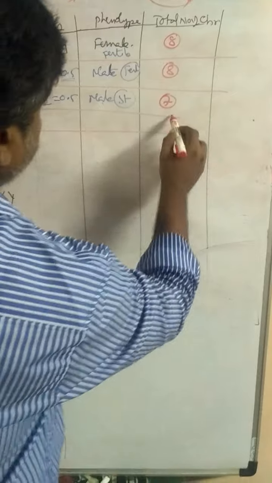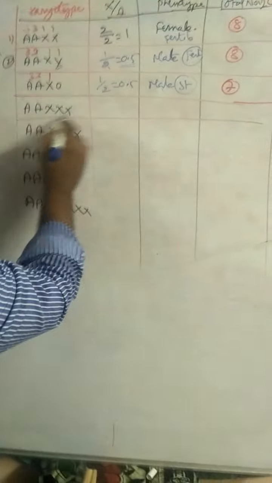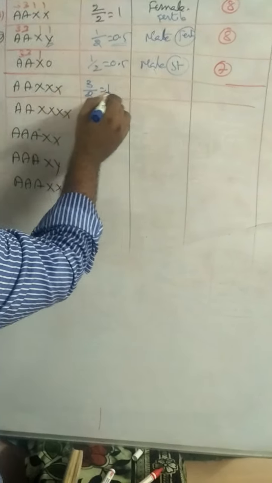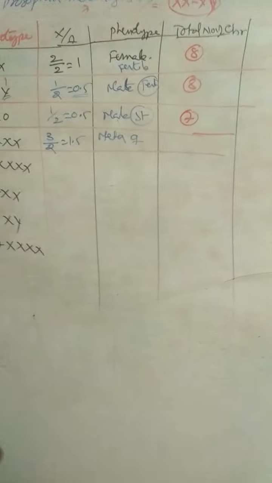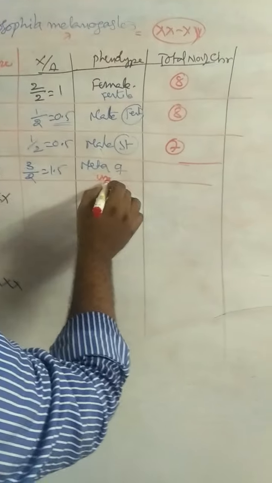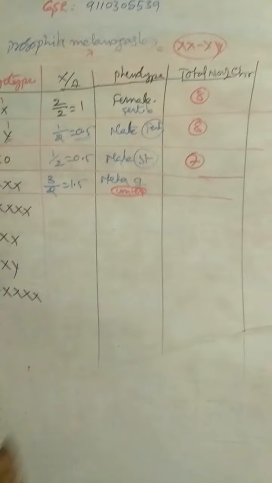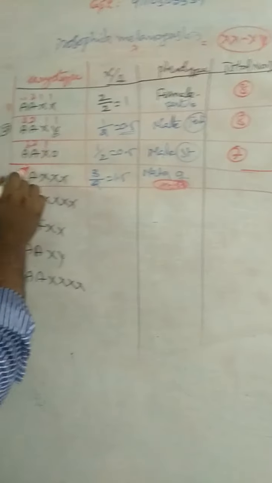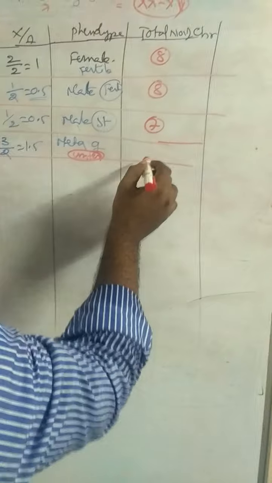And next combination. Here number of X chromosomes 3 and number of autosomes 2. 1.5. Meta female. Phenotype is meta female. Meta female is also unfertile, that means sterile. Meta ones are unfertile. So total number of chromosomes 3, 3, 1, 1, 1. 6 plus 3, 9 chromosomes. Total number of chromosomes 9.